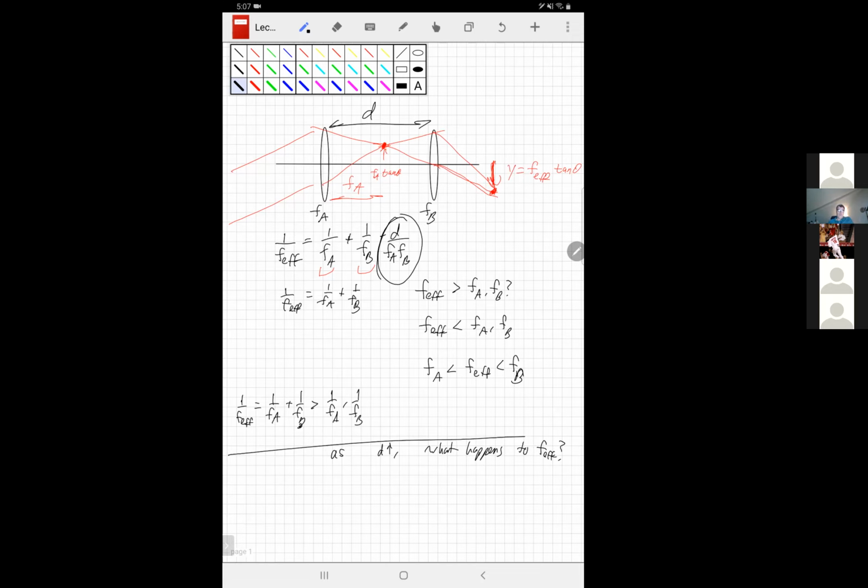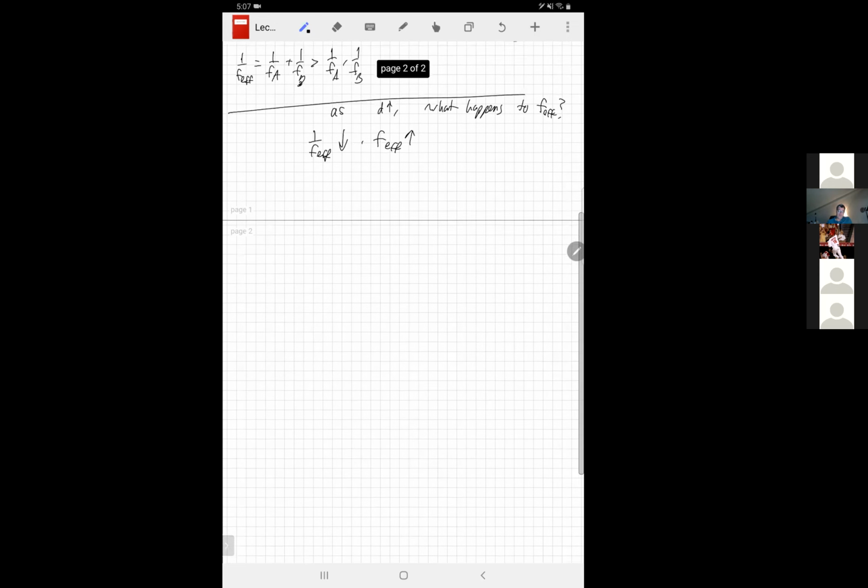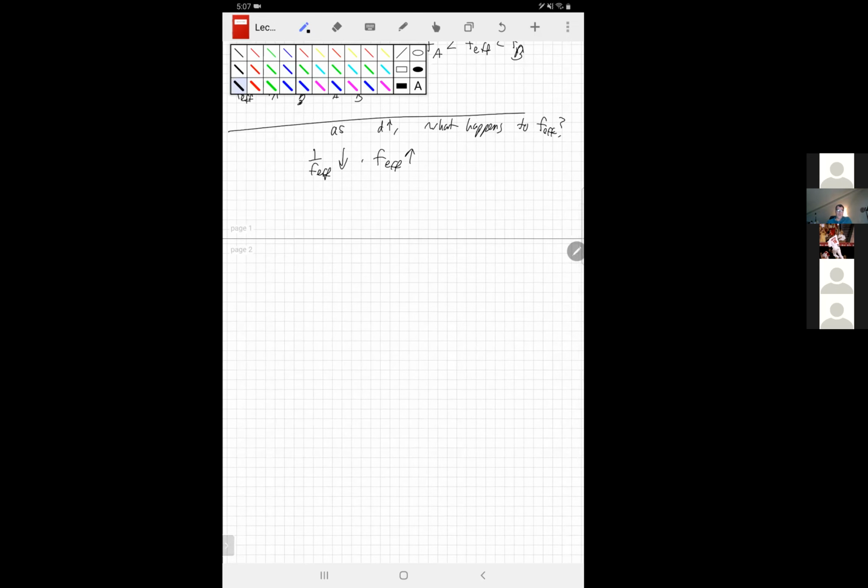Okay, it looks like most people have weighed in. Well, let's see here. 1 over F effective definitely drops, but that means that F effective rises as we move them apart. Remember, if a number gets smaller, 1 over that number gets bigger and vice versa. If a number gets bigger, 1 over that number gets smaller.